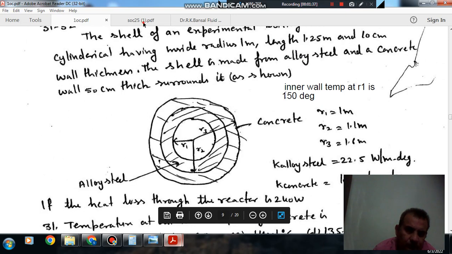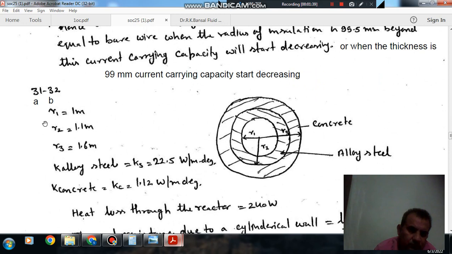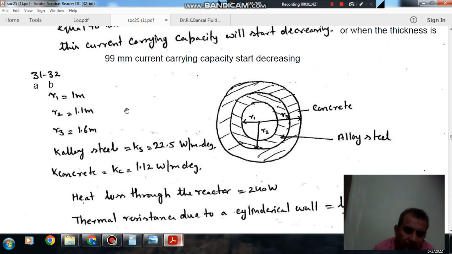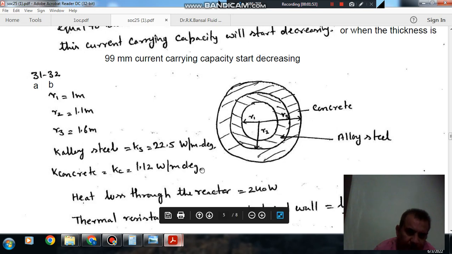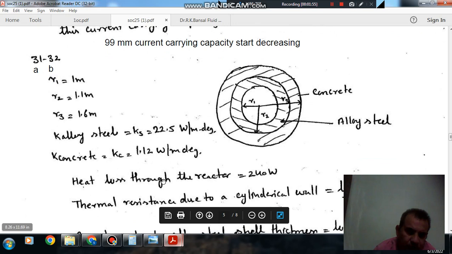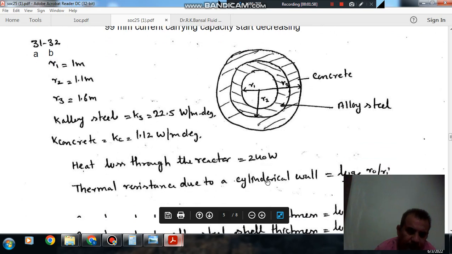So R1 here is 1 meter, R2 is 1.1 meter, and R3 is 1.6 meter. K of steel is 22.5 watt per meter degree and K of concrete is 1.12 watt per meter degree. And heat loss through the reactor is 240 watt.